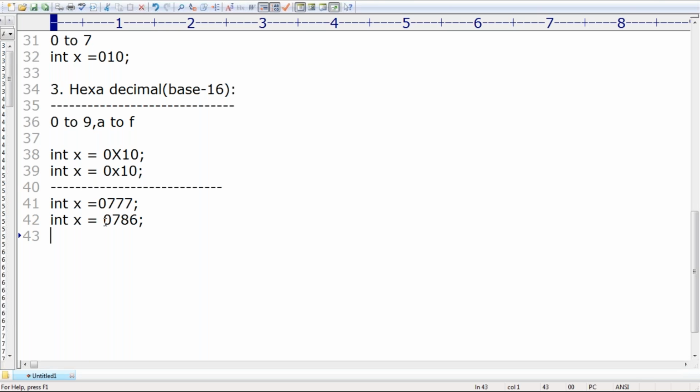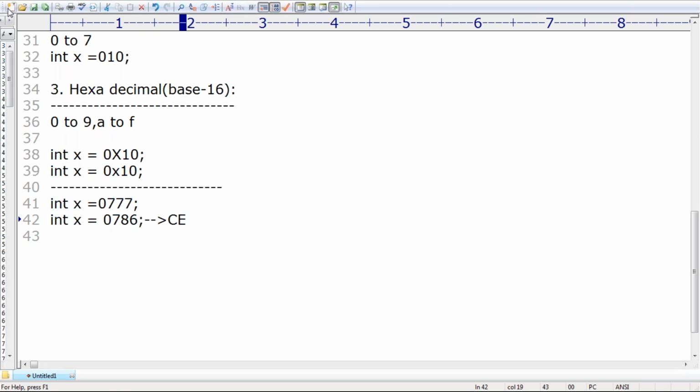What is the reason? You are taking 0. What does 0 mean? Octal. In an octal number, digit 8 is not allowed. The only allowed digits are 0 to 7. Digit 8 is not allowed. That's why the problem comes. Immediately we are going to get a compile error.